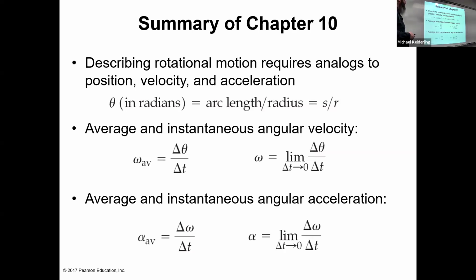Angular velocity: average angular velocity is change in omega over change in t. Instantaneous angular velocity is the limit as delta t goes to 0, so the derivative. Average and instantaneous angular acceleration. Omega is angular velocity. Alpha is angular acceleration. Alpha is delta omega over delta t, or the derivative.